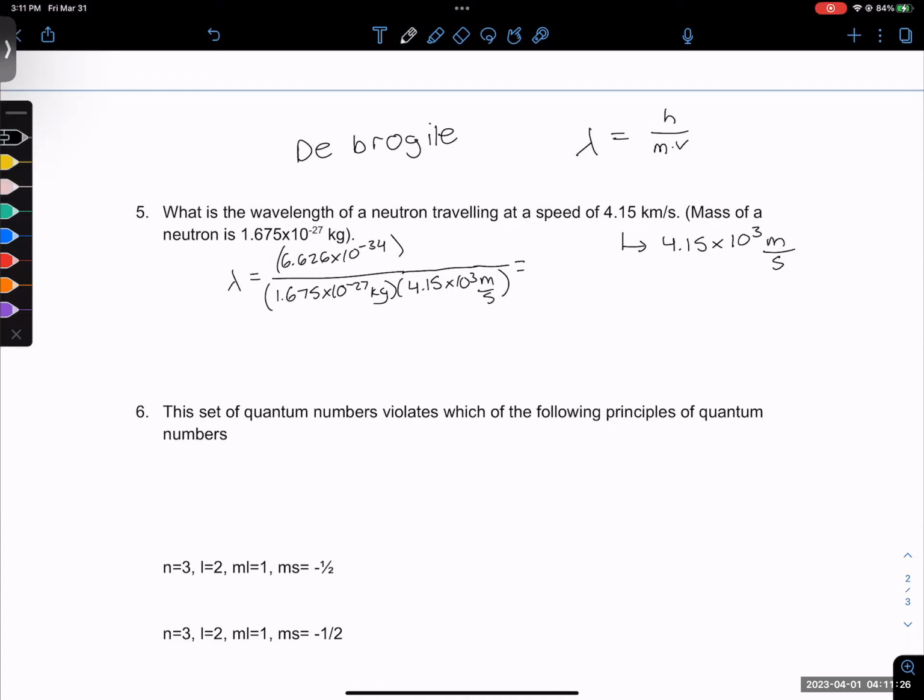And if you put that into your calculator, you should get a nice number of 9.53. So 9.53 times 10 to the negative 11 meters. So that's the wavelength of a neutron in the center of an atom.